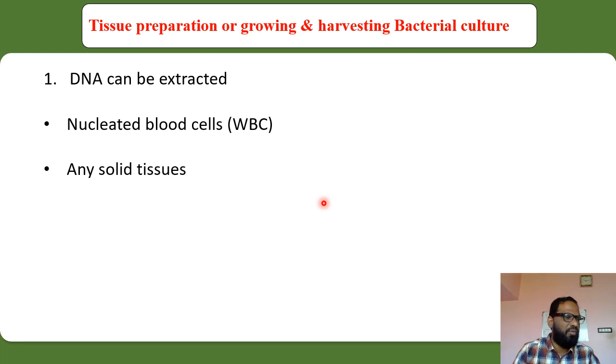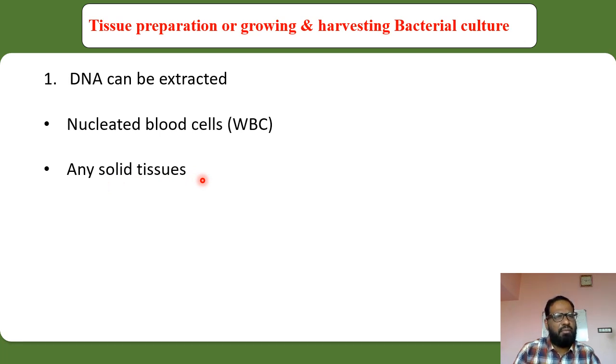Take for example, if you are working on some invertebrates, you may have to take the DNA from some solid tissue, maybe from the epithelial tissue, maybe from some muscle tissue, or maybe from the foot or some other tissue, maybe from the gills. That's why this is called the solid tissue. You can use any solid tissue.